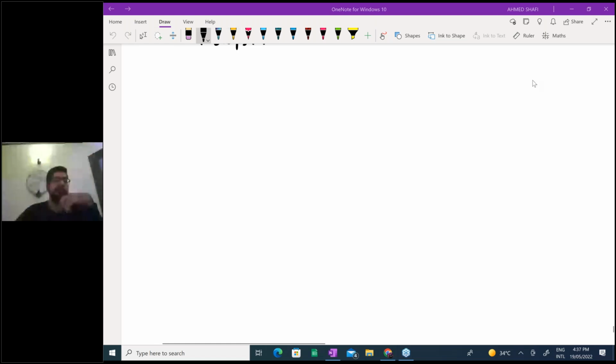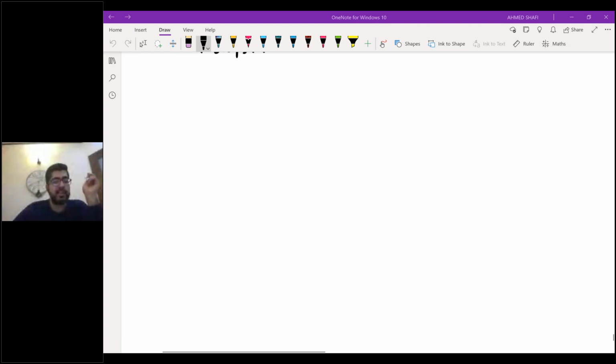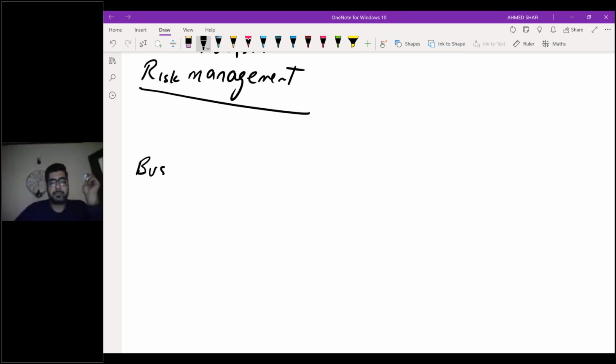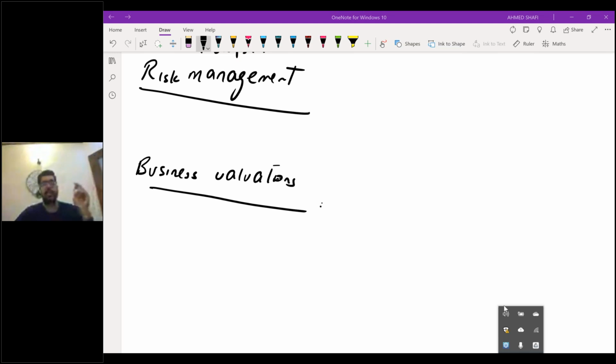risk management, which I will try to do in the first portion of the class. And the second portion is basically business valuations. Okay, so these are the two portions which we plan to cover in today's class.